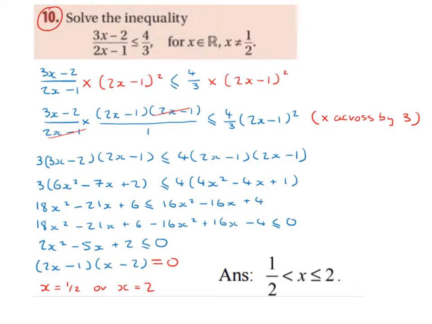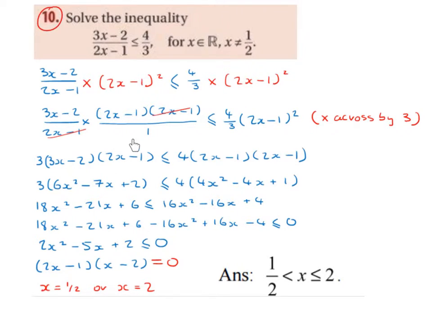Before we move on, we're going to multiply across by 3, because that will get rid of the denominator of 3. So we have a 3 stuck on to (3x − 2) multiplied by (2x − 1). Then we have our less than or equal to symbol, and with the 3 gone, we're left with a 4 in front. So we have 4 multiplied by (2x − 1) multiplied by (2x − 1), because (2x − 1) squared is (2x − 1) multiplied by (2x − 1).